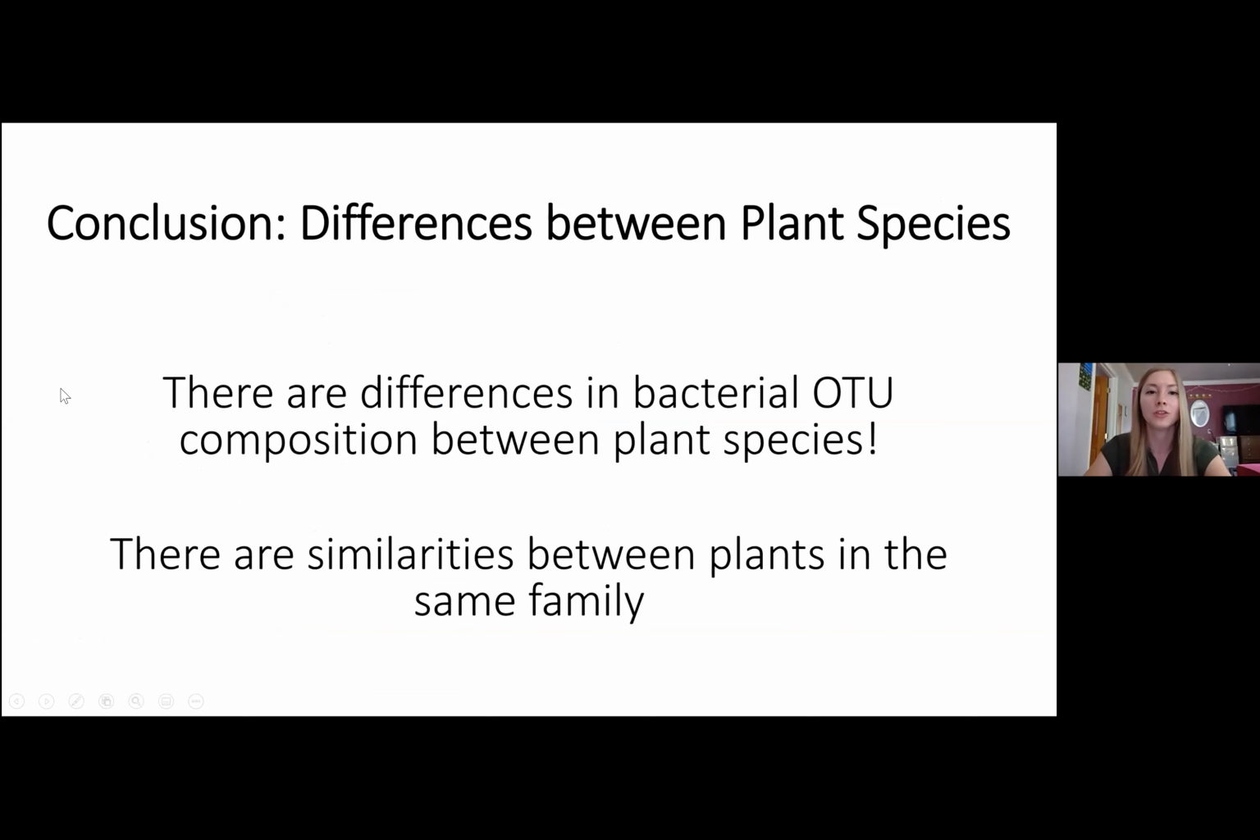So, in conclusion, there are differences in bacterial OTU composition between plant species, which is amazing. And for plant species that don't have differences in bacterial OTU composition, they usually all belong to the same plant family. So plant species and plant family clearly have something to do with the bacterial OTU composition within plant stems.